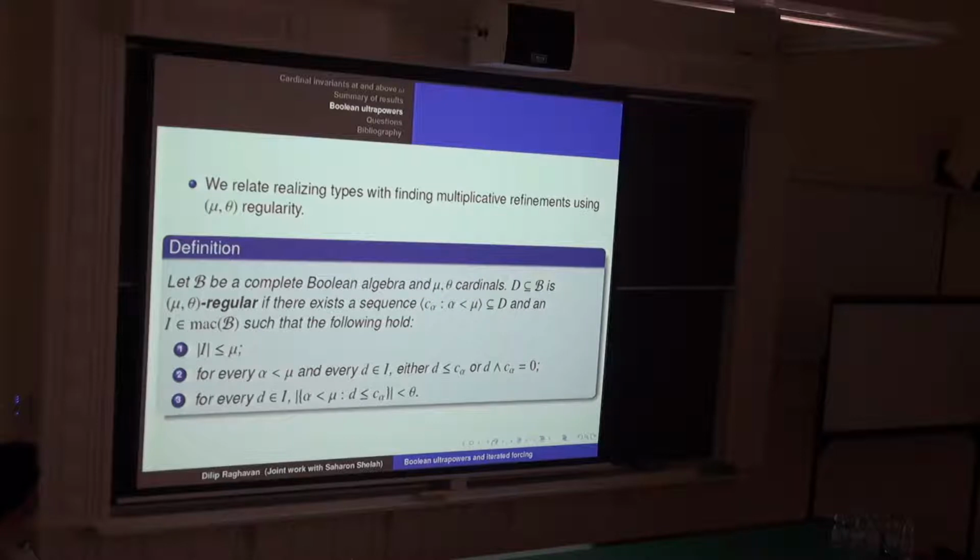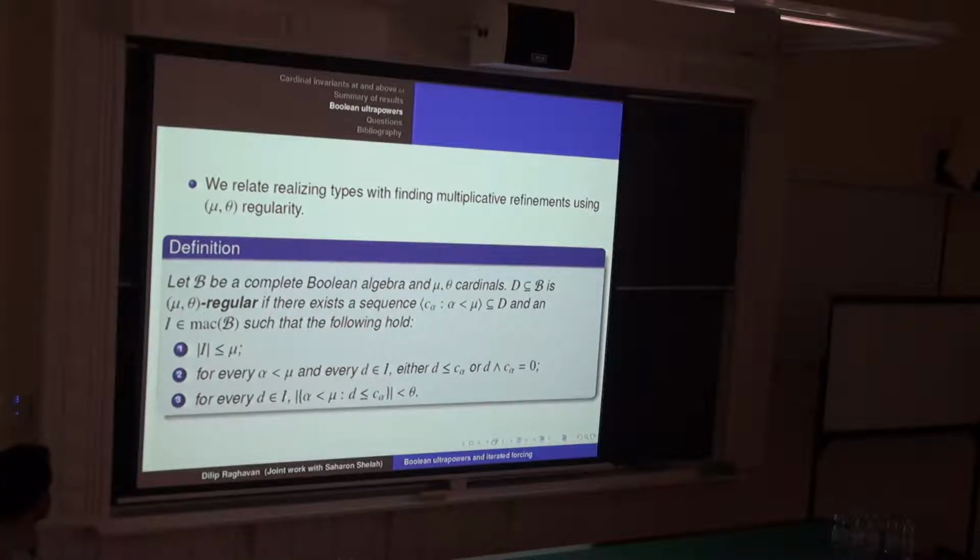For every alpha less than mu and for every d in I, you basically want this maximal antichain to support the elements here. If you think of B as being the completion of a forcing, condition 2 is basically saying that I is supporting all the things in D. So for every alpha less than mu and every d in I, either d is below C alpha or its inf with C alpha is empty. So every element of C alpha is simply the sup of all the things in I that are below it, because I is a maximal antichain. You take all the things in I that are below C alpha and take their sup, and you get C alpha back.